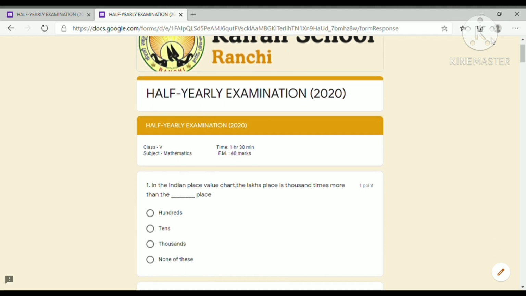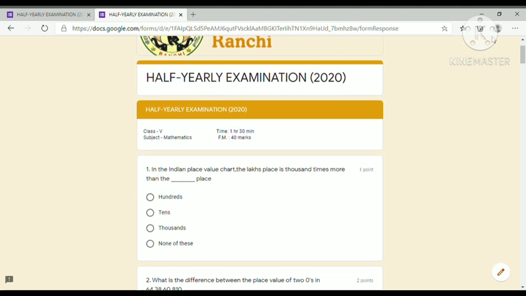The first question is, in the Indian place value chart, the lakhs place is 1000 times more than the dash place. Now we have to find out the lakhs place. We know that the lakhs place comes when we write 1 lakh. That means it comes 1 and how many zeros? 5 zeros. Now, the 1000 times more than the dash place. If a digit is at the hundreds place and we multiply it by 1000 times, then it becomes 1 lakh or not? Okay. So the correct answer is hundreds.